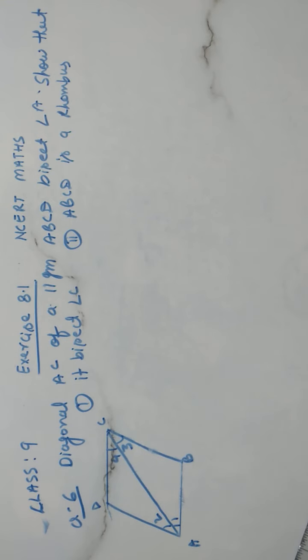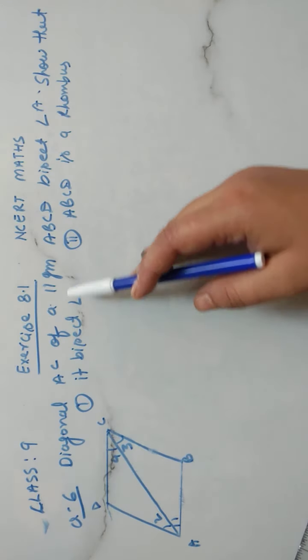So now question number 6 is: diagonal AC of a parallelogram ABCD bisects angle A. This AC is bisecting angle A. We have to show that it is bisecting angle C also, and ABCD is a rhombus. Okay. So what we have done, we have the AC bisecting angle A. We have marked the angles as 1, 2, 3 and 4. So just see the solution, how we will solve it.